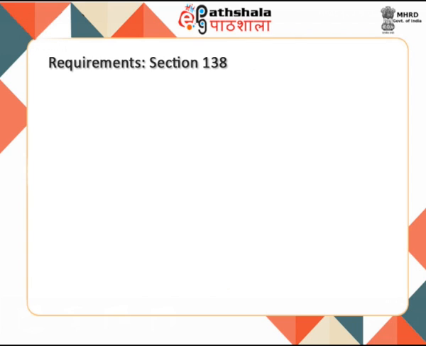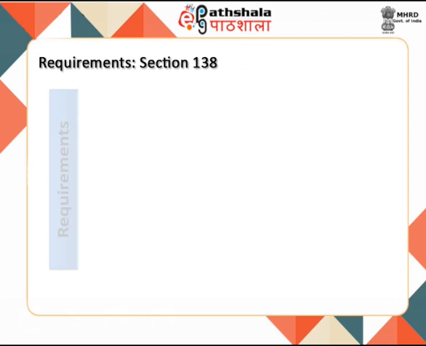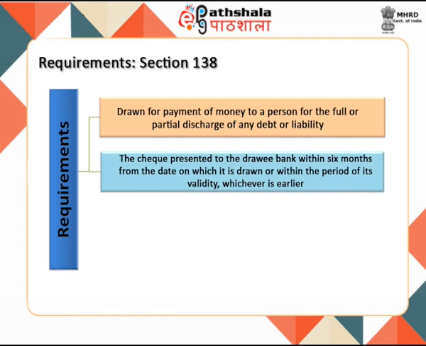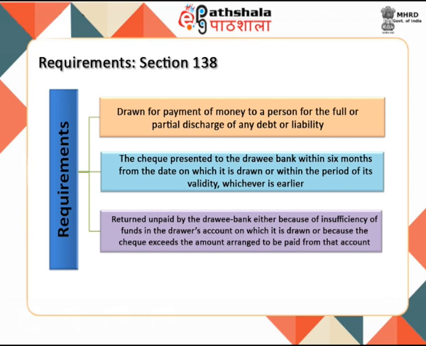However, the punishment enforceable under section 138 shall be invoked subject to the following requirements. The check must have been drawn for payment of money to a person for the full or partial discharge of any legally enforceable debt or liability. It must have been presented to the drawee bank within 6 months from the date on which it is drawn, or within the period of its validity, whichever is earlier. It must have been returned unpaid by the drawee bank, either because of insufficiency of funds in the drawer's account or because the check exceeds the amount arranged to be paid from that account by an agreement made with the bank.